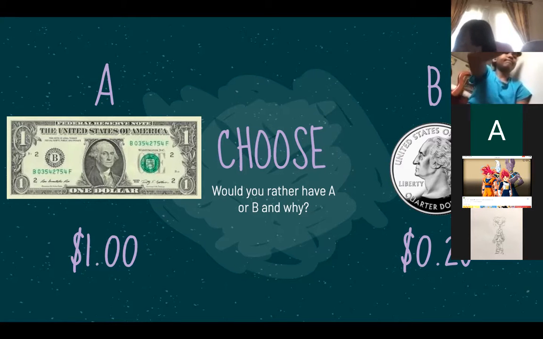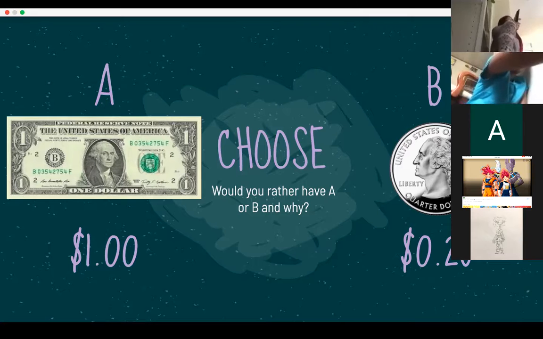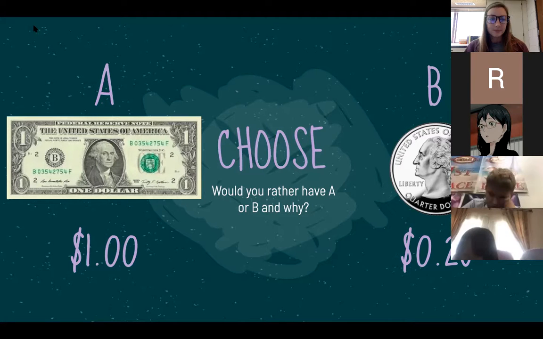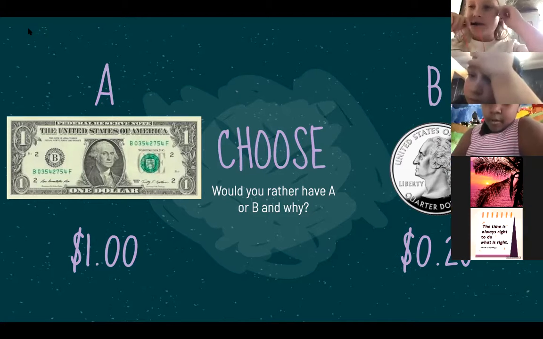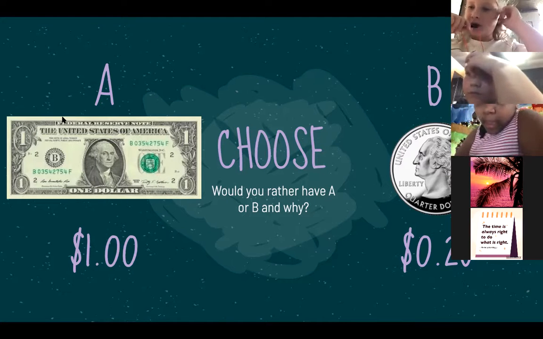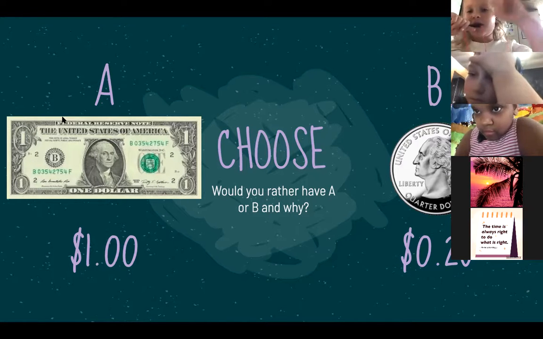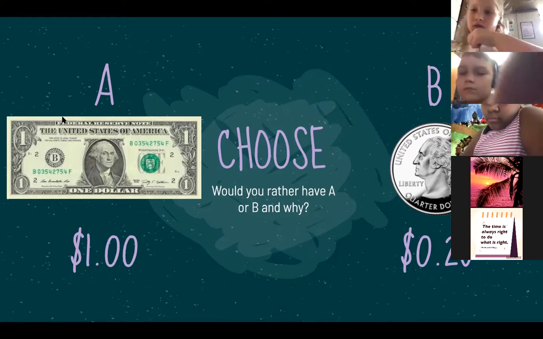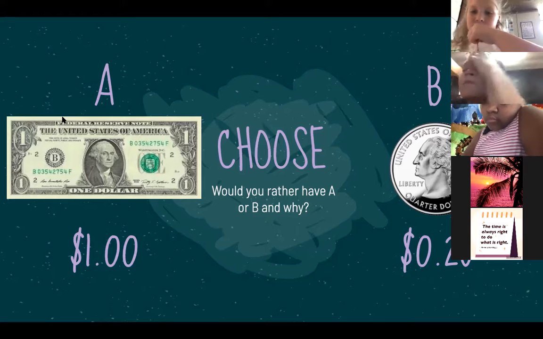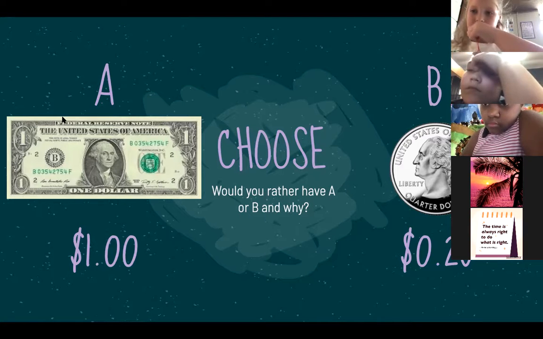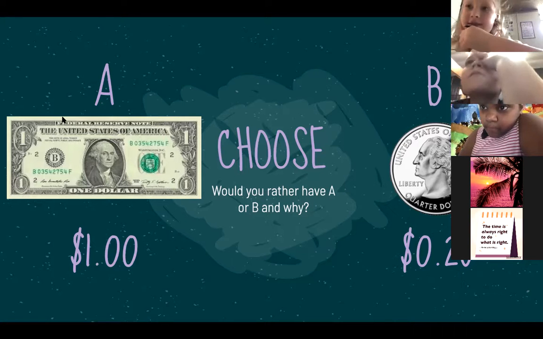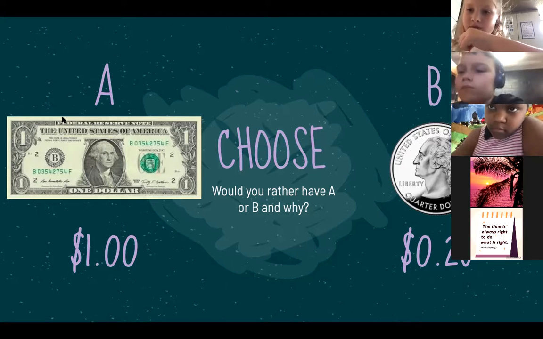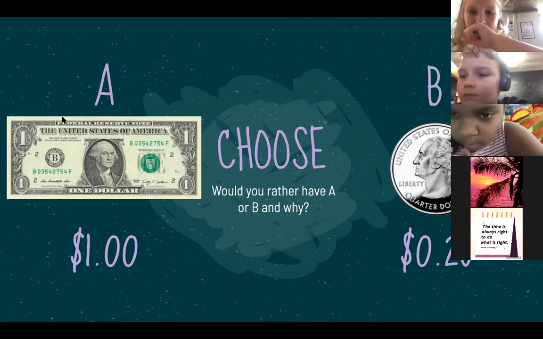Nellie, go ahead. 1 is more than 25 because the quarter is 25 cents and the dollar is 100 cents. Oh, so you're saying that $1 isn't really just 1, but I could think of it as 100 cents versus 25 cents if I wanted to compare the two? Yes. Oh, okay. Thank you. I'm starting to understand a little bit.